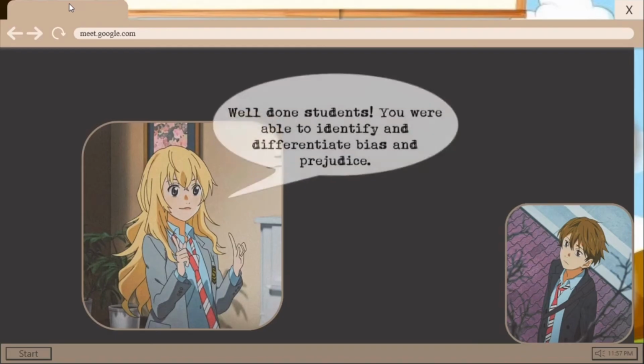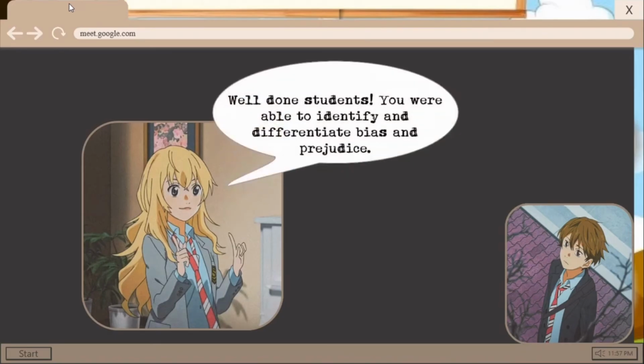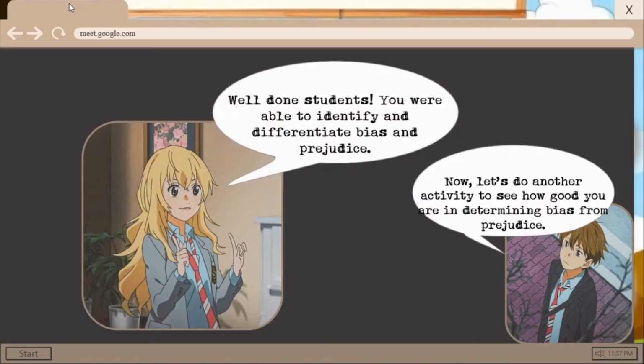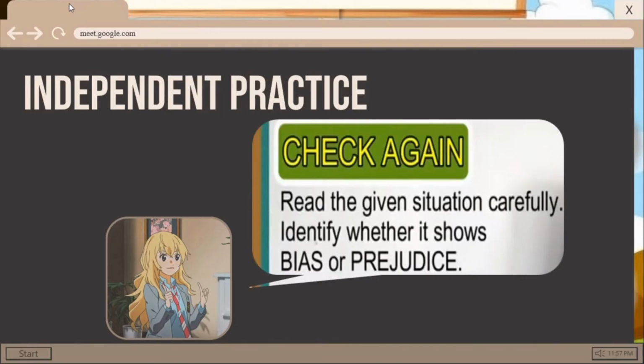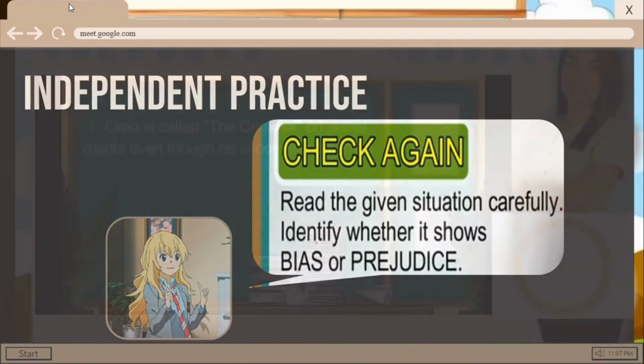Well done, students! Let us do another activity to see how good you are in identifying bias and prejudice. You have to read the given situations carefully and identify whether it shows bias or prejudice. Explain why you said so afterwards.